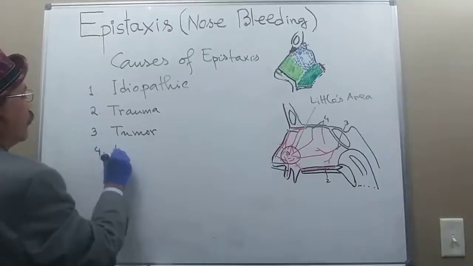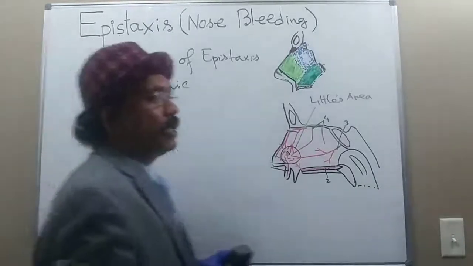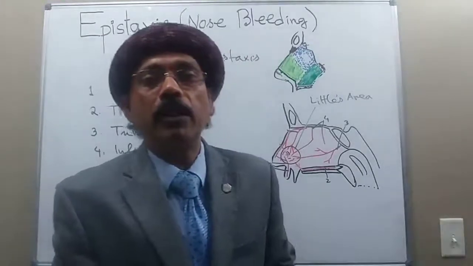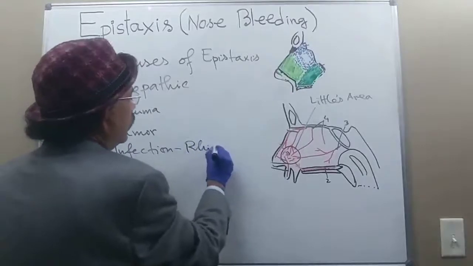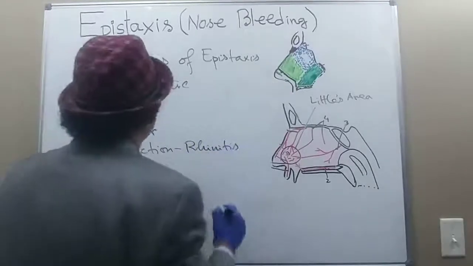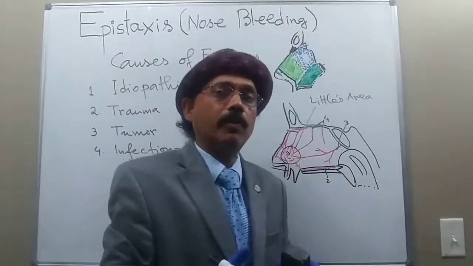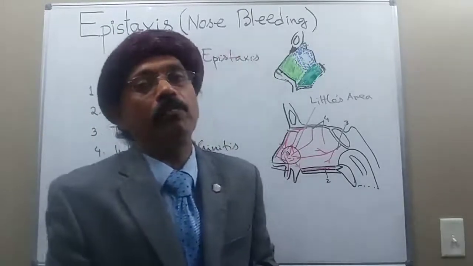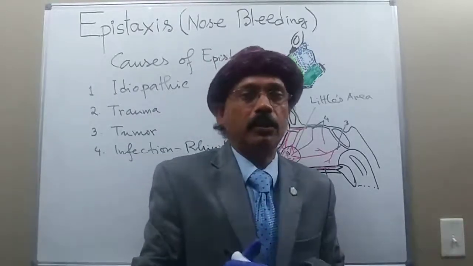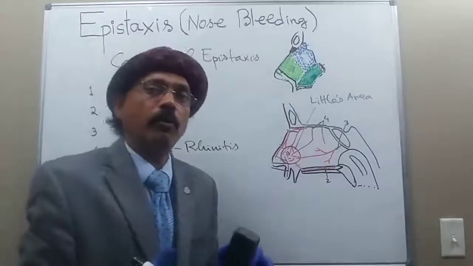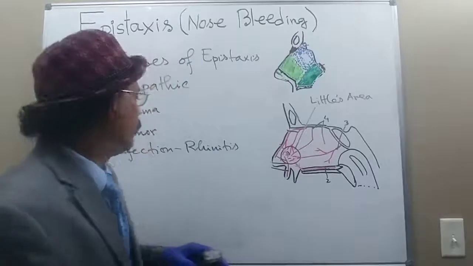Then we go to infection, like rhinitis, inflammation of the nose. It may also be a complication of a deviated nasal septum. The nasal septum should be perfectly in the midline, but in most people it is a little bit deviated. That may be associated with blockage of the nose and rhinitis, and that may lead to epistaxis.